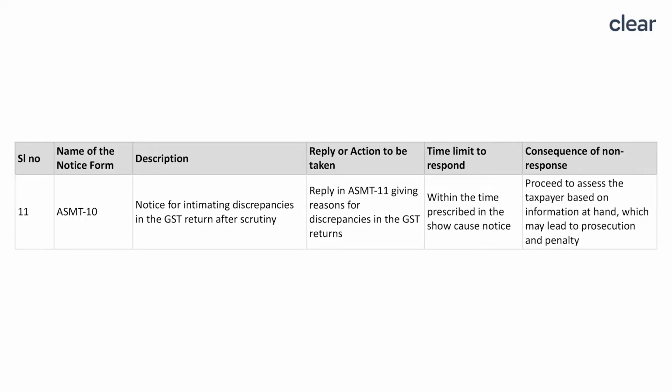Now, let's go through ASMT10. It is a notice for intimating discrepancies in the GST return after scrutiny. The taxpayer must reply in ASMT11 giving reasons for discrepancies in GST returns within the time limit prescribed in the show cause notice. The consequence of non-response would be the department might proceed to assess the taxpayer based on information at hand, which may lead to prosecution and penalty.